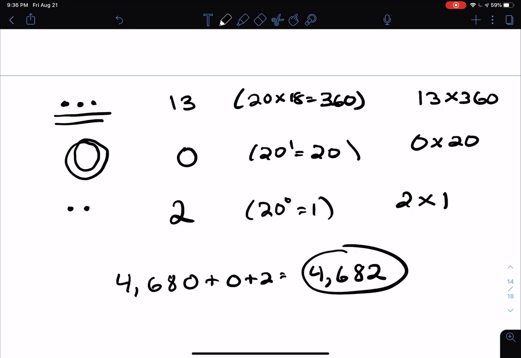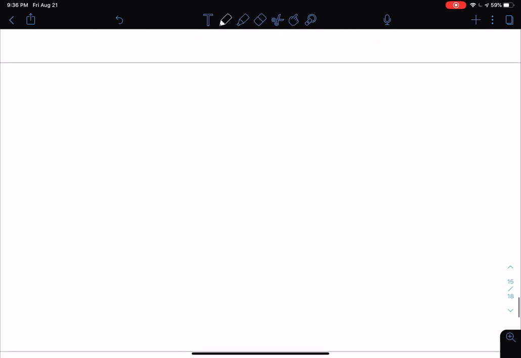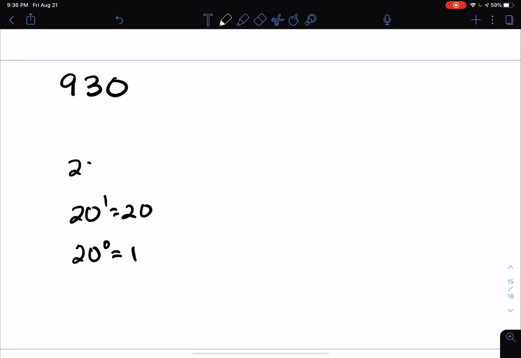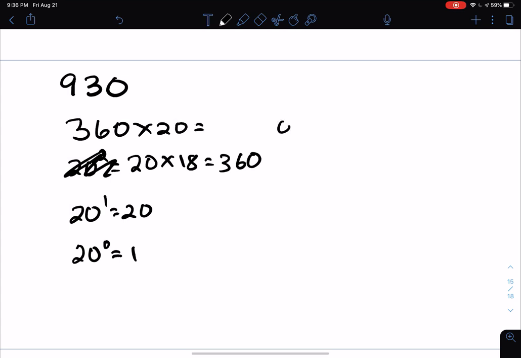Okay, how about if we go the other way? How about if we start with 930, and we put it into theirs? Well, we know bottom is 20 to the 0 or 1s. Next one up is 20 to the first or 20. Next one up is 20 squared, or not 20 squared, sorry. I got into a rhythm. 20 times 18, which is 360. And if you try to do 360 times 20, that's going to be 7,200. So, no, too big.